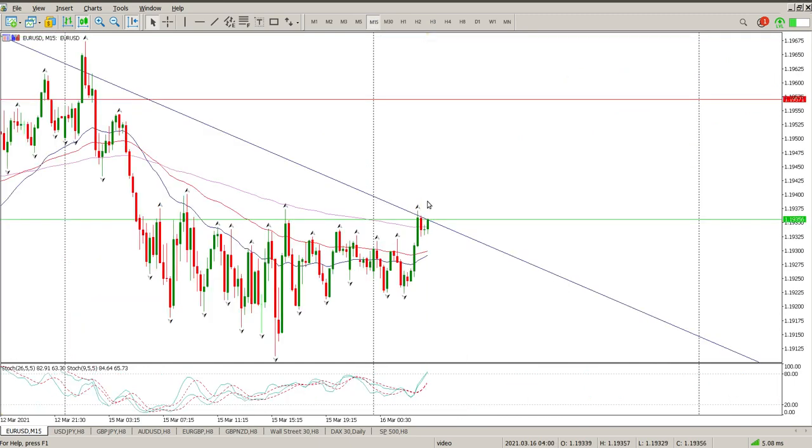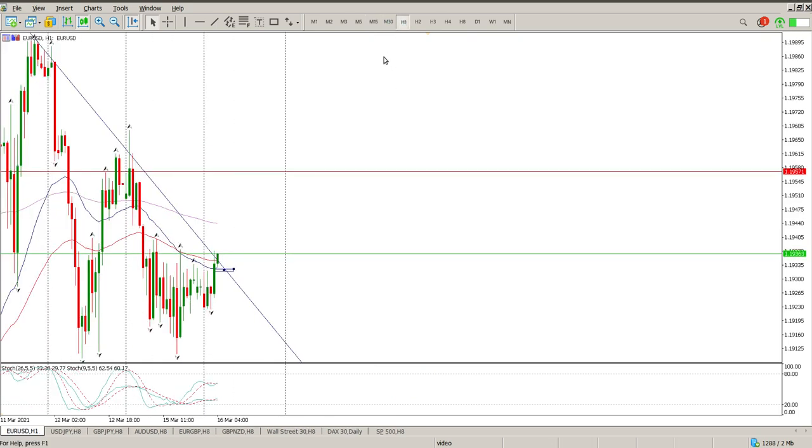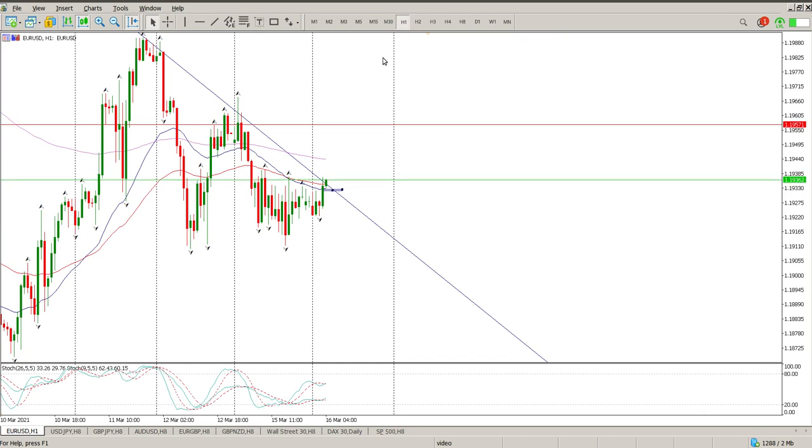almost clear-cut short, but I'd want to see a break below these tails here. On the 15-minute, I want to see a 15-minute bar close below there, then stop above there, entry down here, and another continuation to the downside. That's my view at the moment. Not really interested right now, but during the European session, that is what my view is.